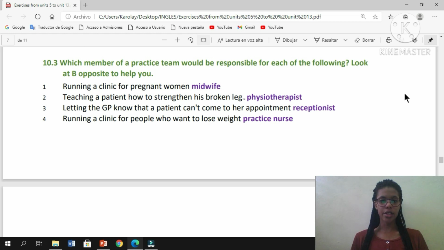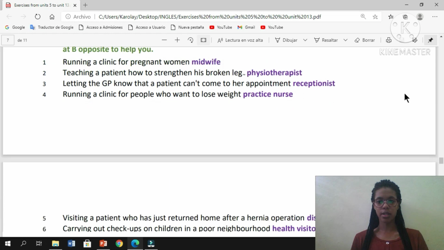Teaching a patient how to strengthen their back muscles: the answer is physiotherapist. Telling the GP that a patient has arrived for her appointment: the answer is receptionist. Reading and cleaning for people who want to live with him. The answer is practice nurse.